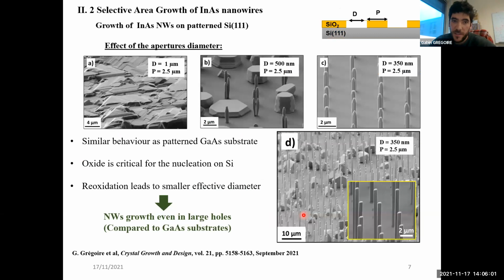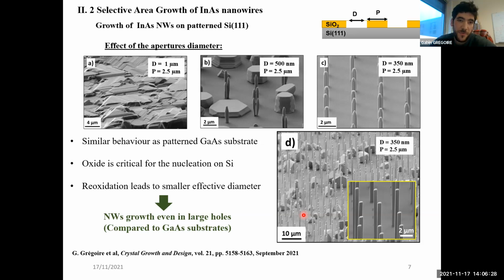Of course, since it is more interesting to grow nanowires on silicon, we switch to silicon substrate. And the same study was conducted in order to determine the best pattern to grow nanowires. As you can see, we observe the same trends as for gallium arsenide substrate, with a growth of a 2D layer for large openings and nanowires for smaller ones.